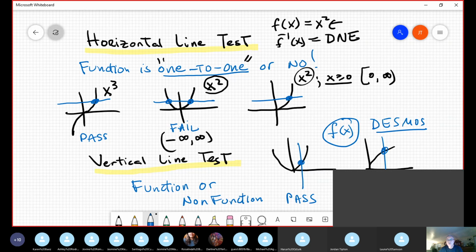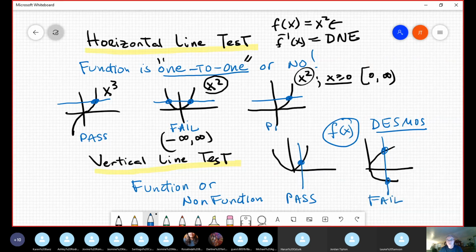Yes, it passes the test because when you apply the horizontal line test, it passes the test in this case, because it crosses only once. Okay, Ashley Jones, welcome.